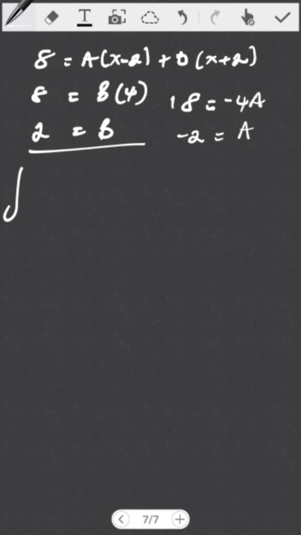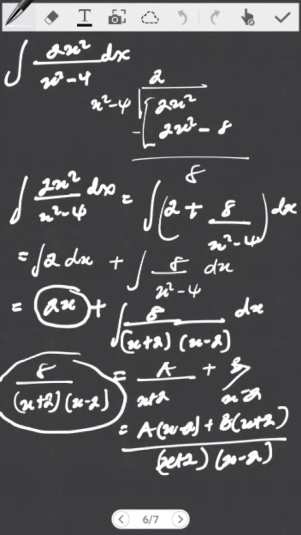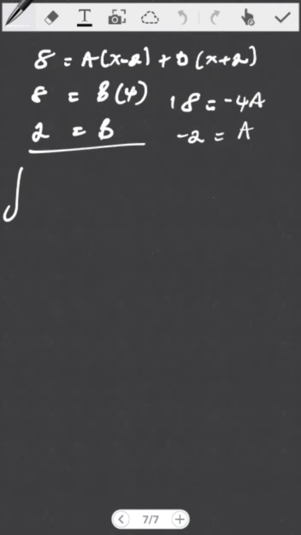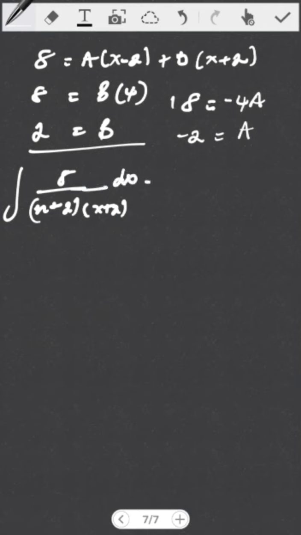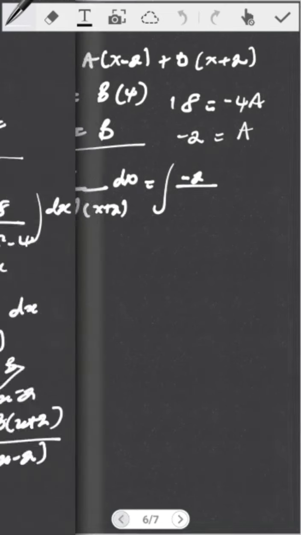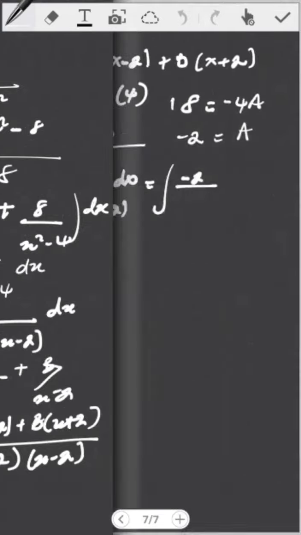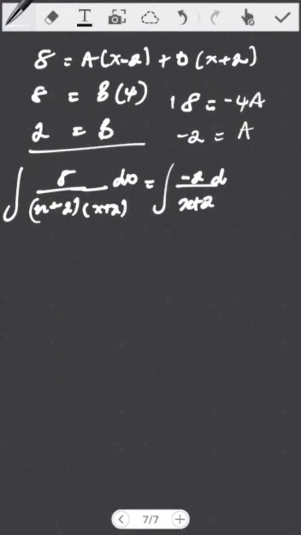so let's put here the integral of 8 out of x minus 2 into x plus 2 dx would be equal to the integral of, which my a was negative 2, out of x plus 2 dx, plus the integral of, I'm having 2 all over x minus 2 dx.